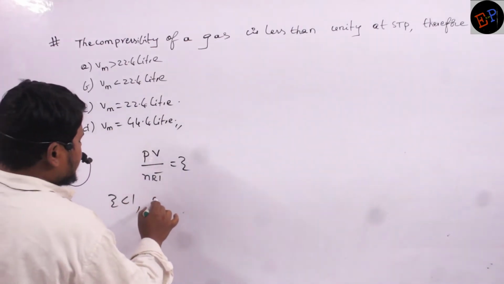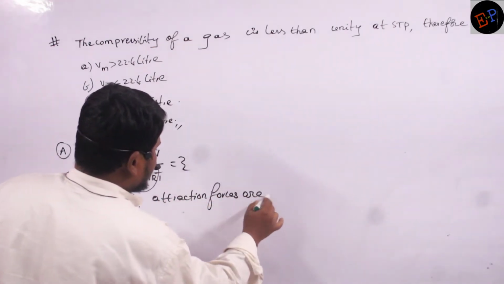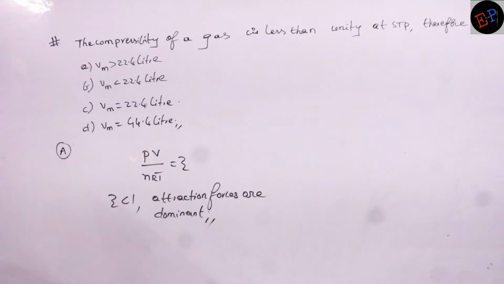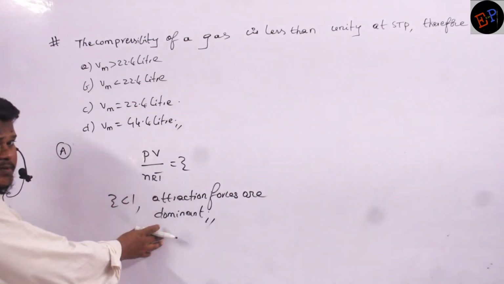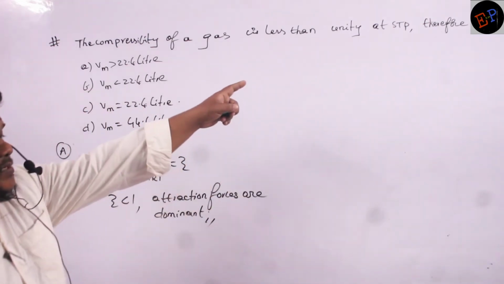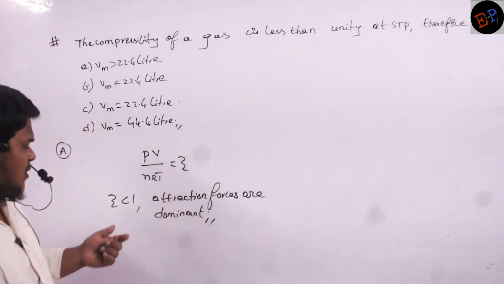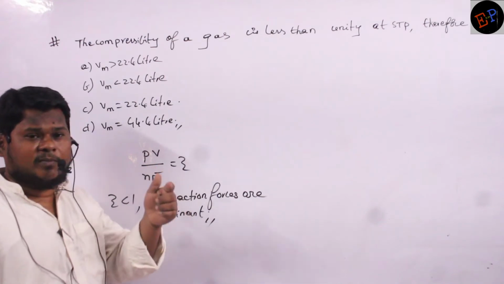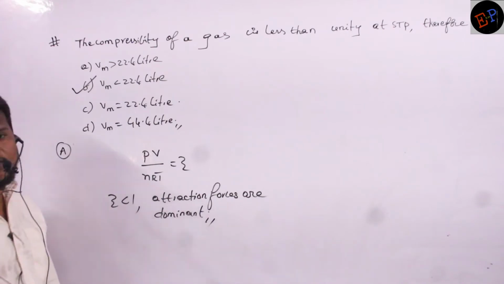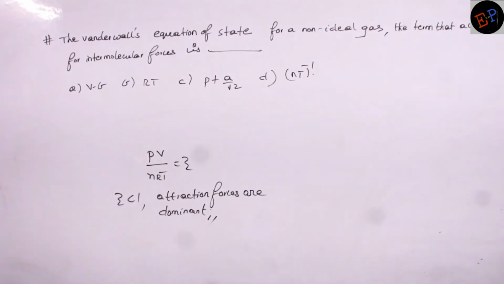Then we have studied already that attractive forces are dominant. If attractive forces are dominant, then what happens to the volume of the gas? One molar volume will be less than 22.4 liters. At standard temperature and pressure, 1 mole of any gas will occupy 22.4 liters. But when attractive forces are dominant, that volume will be less than 22.4 liters. So what is my answer? Option B, Vm is less than 22.4 liter.